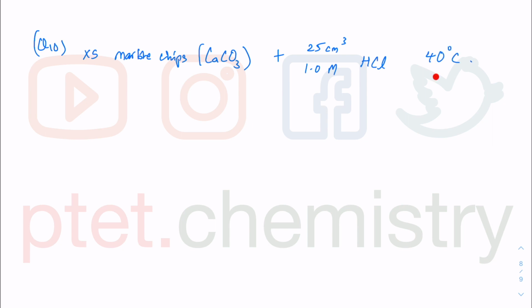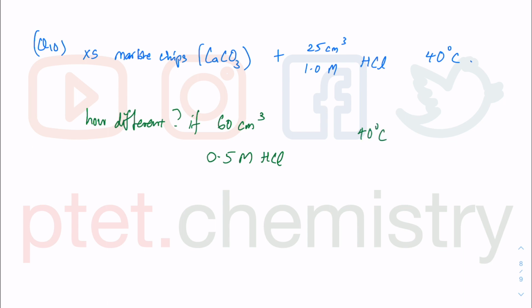So there are quite a lot of factors that can affect rate of reaction. Temperature, of course, is one. The concentration of the acid is another, and this is to do with marble chip. You can have powdered form, which has a larger surface area, compared to the lumpy form, which has a smaller surface area. They ask how it would be different if you have 60 cm cube but 0.5 molar HCl, and you still have 40 degrees Celsius. So same temperature, so we are not concerned about temperature at all.